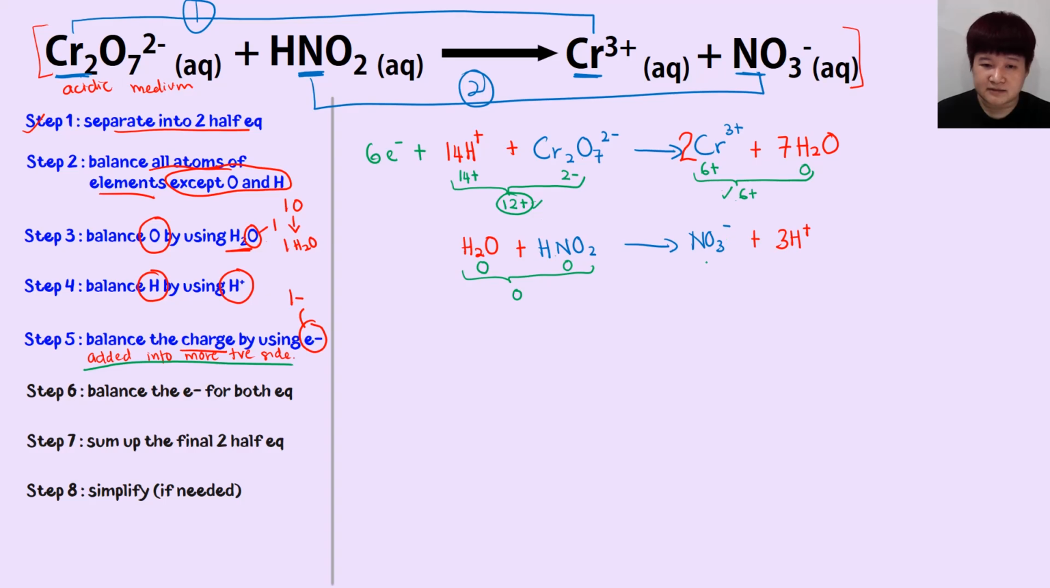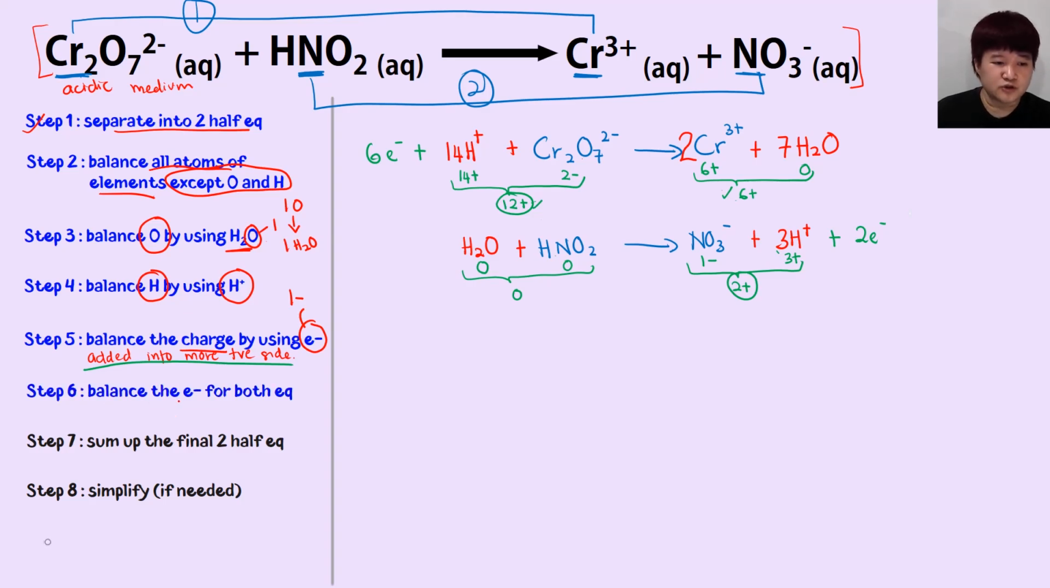NO3 minus, therefore is a 1 minus. 3H plus, therefore I have 3 positive. 1 minus and 3 positive will give rise to 2 positive. 0 and 2 positive. Obviously 2 positive is more positive side. And what is the difference between 0 and 2 plus? 2. Therefore, we will add in 2 electrons on the product.